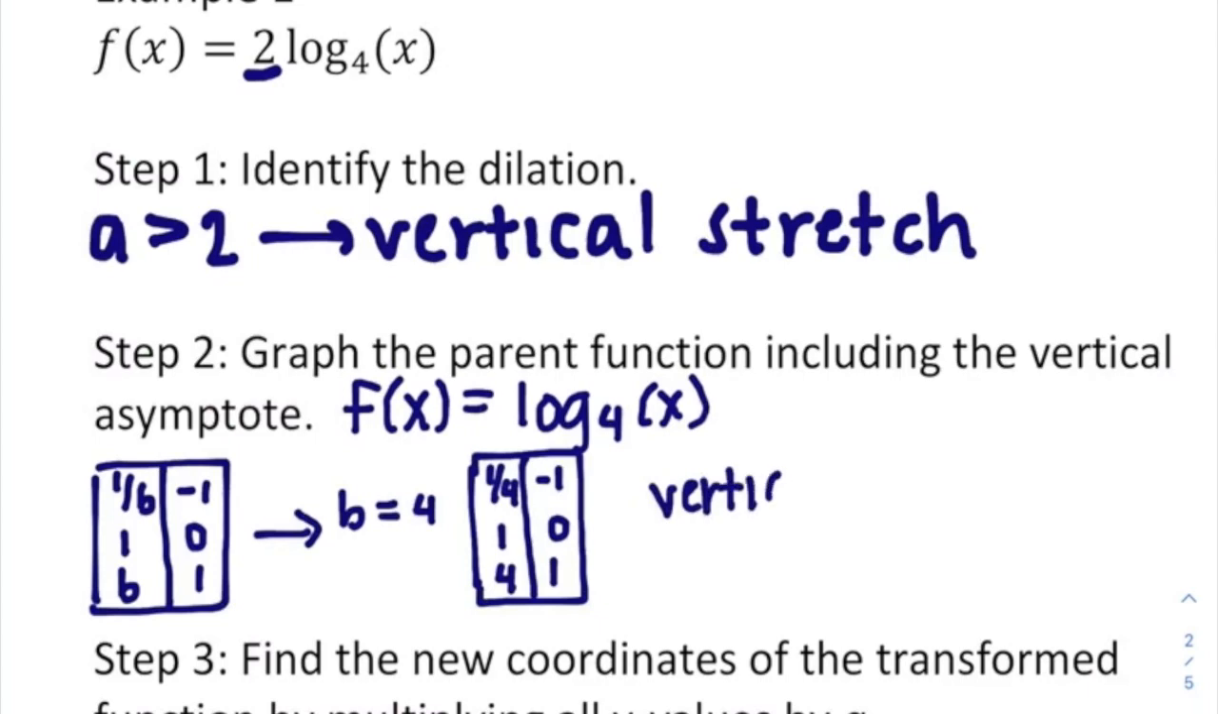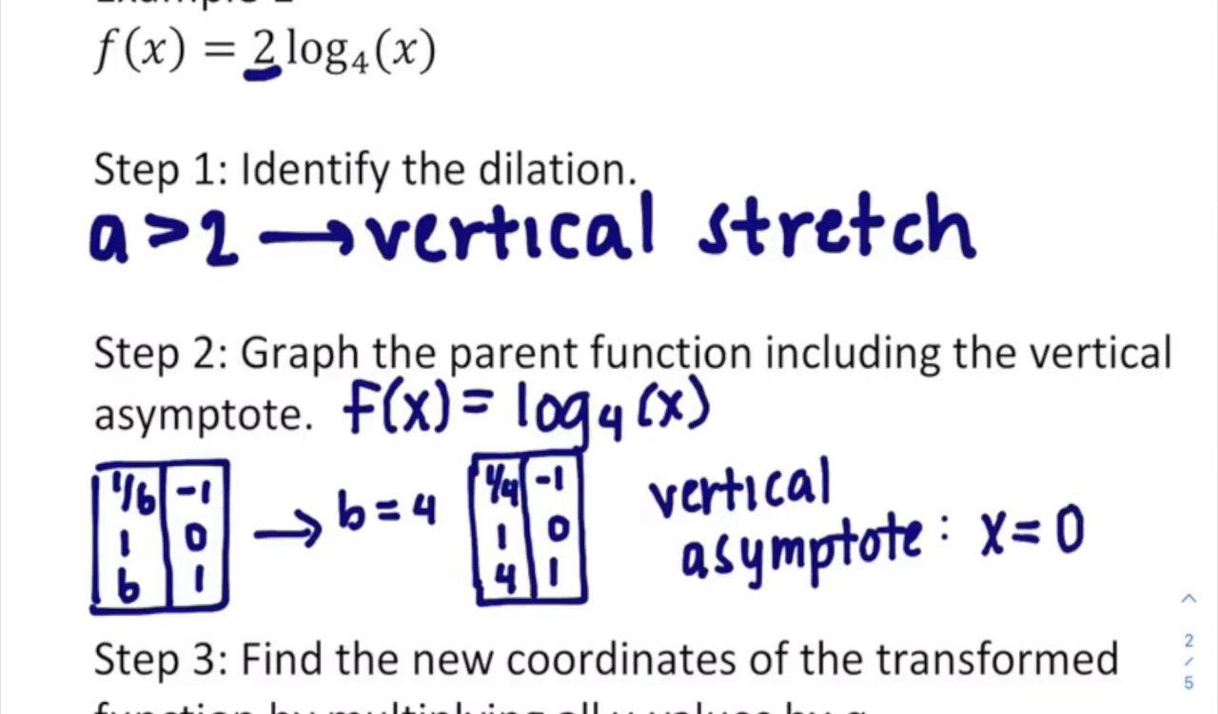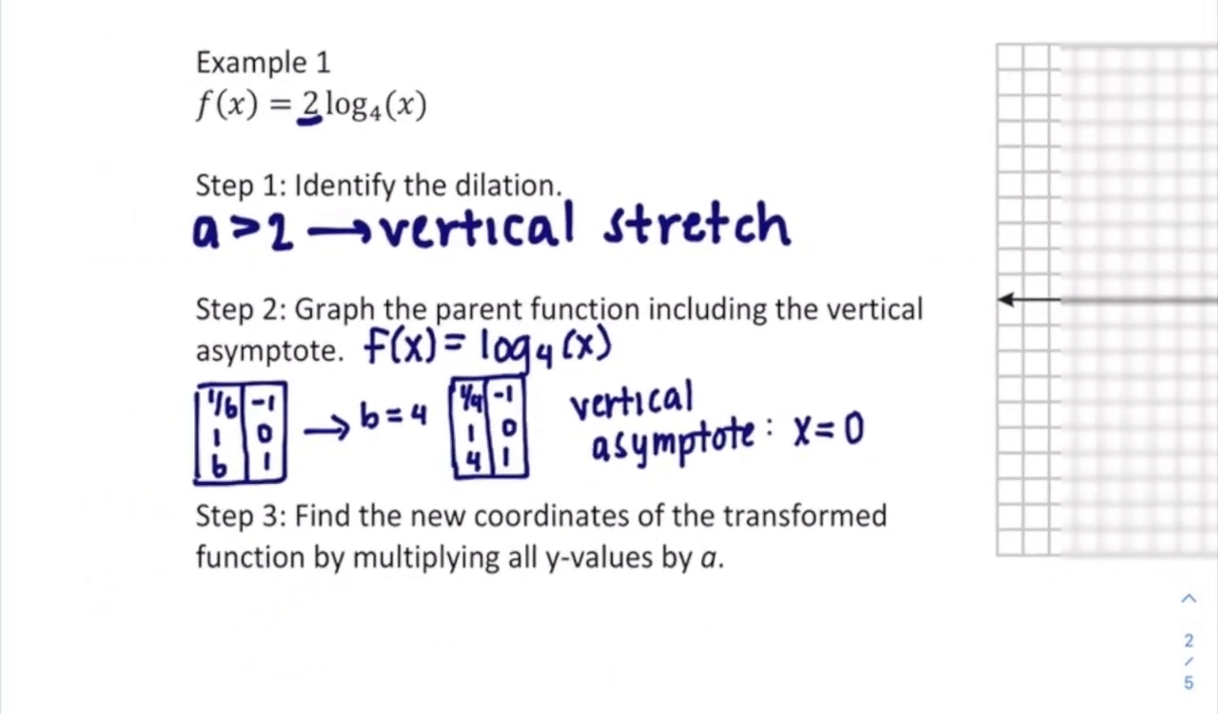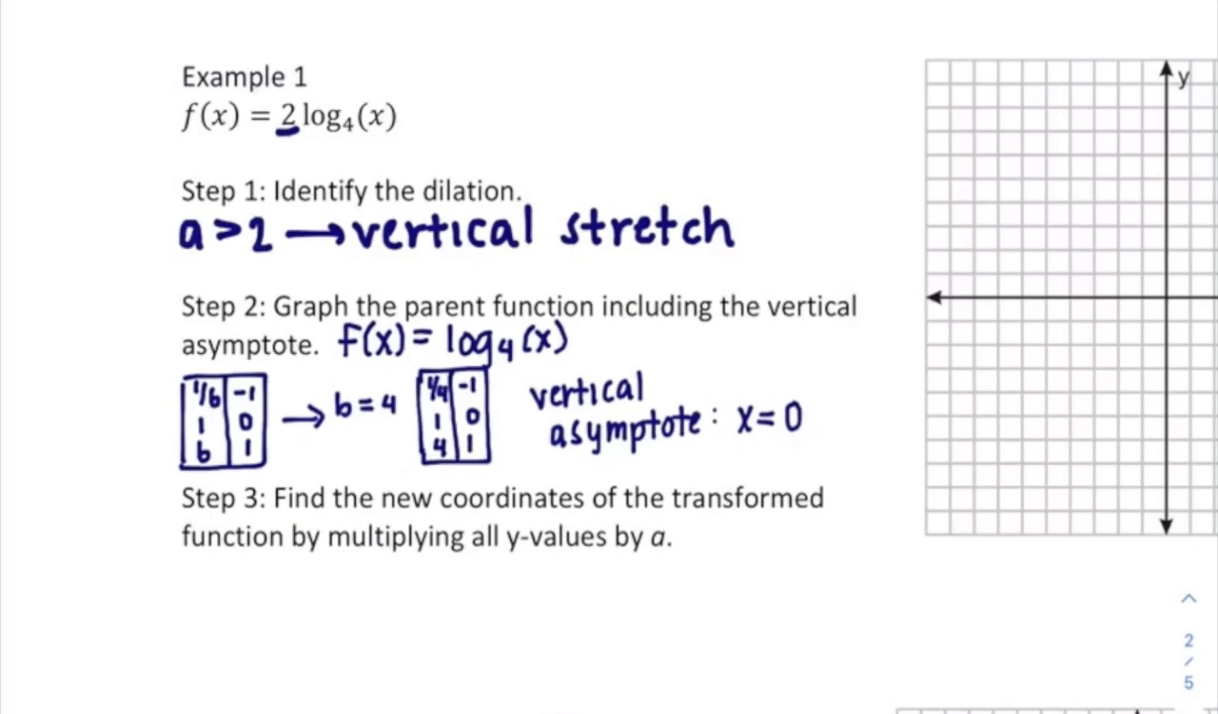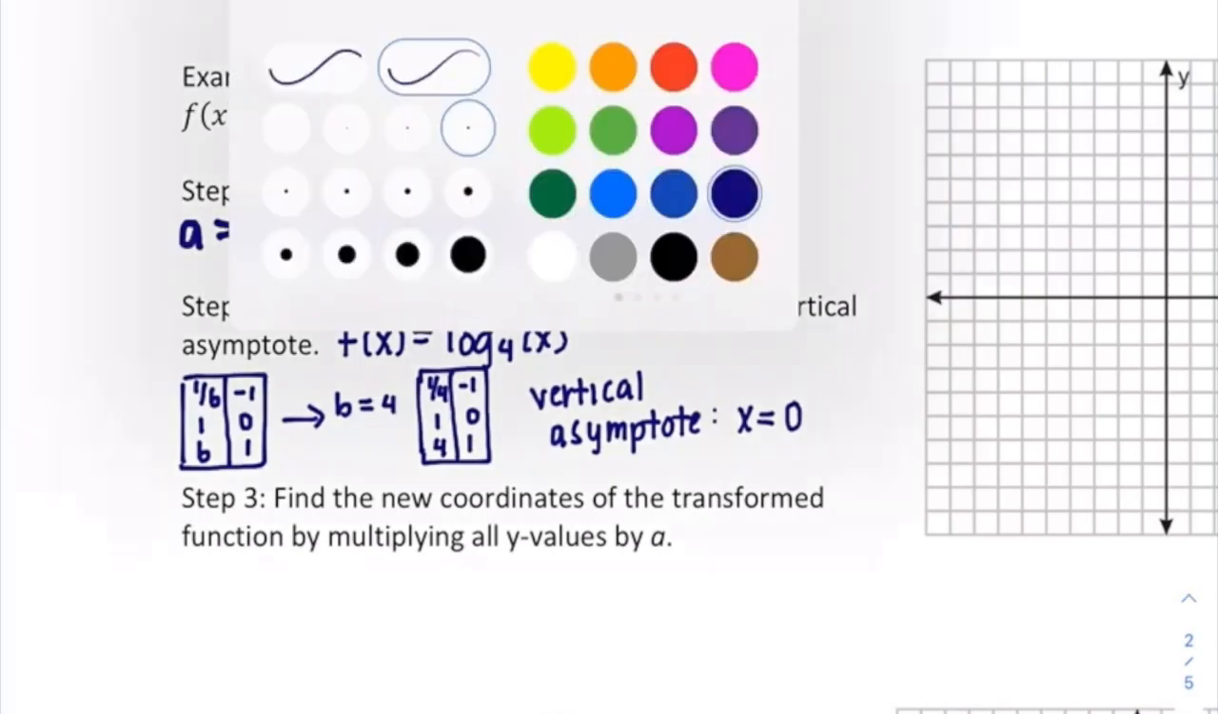We want to include our vertical asymptote on the graph, and remember, as always, the parent function has the vertical asymptote of the y-axis, or in other words, x equals 0. So go ahead and put that on the graph as a dotted line.